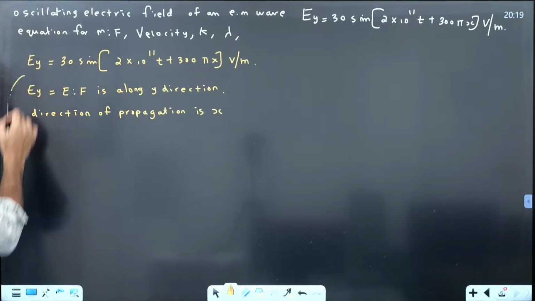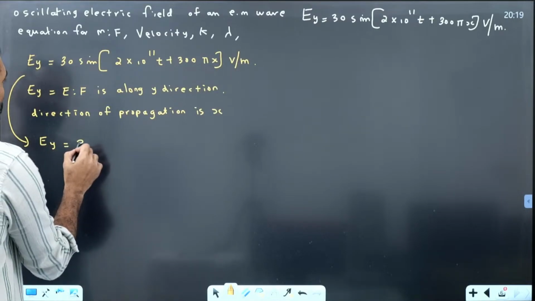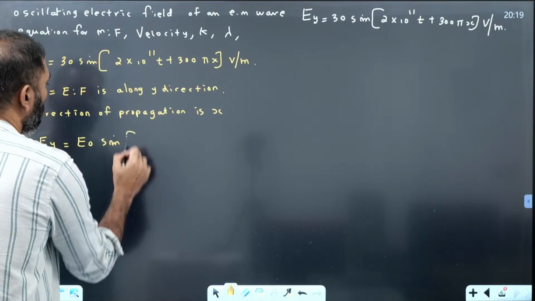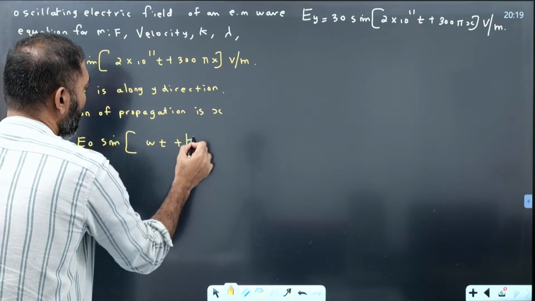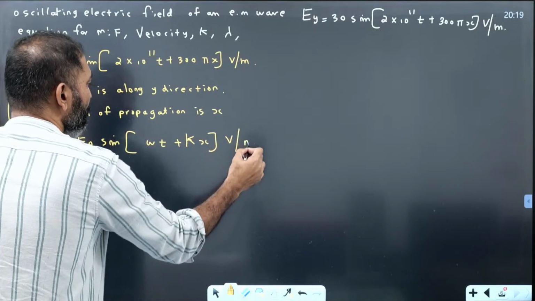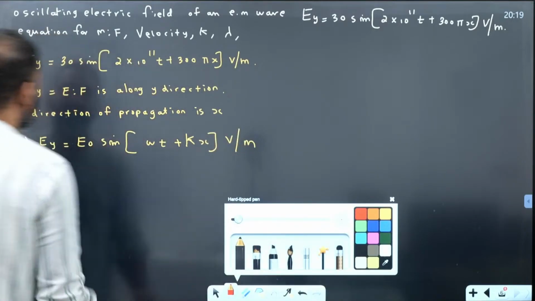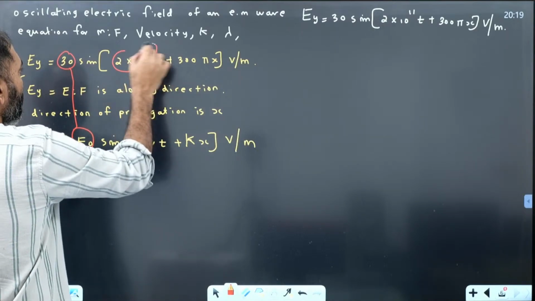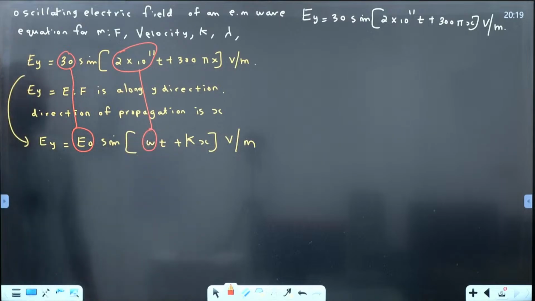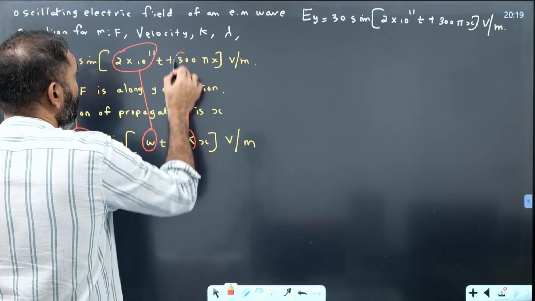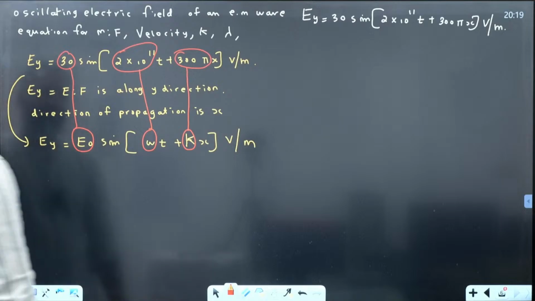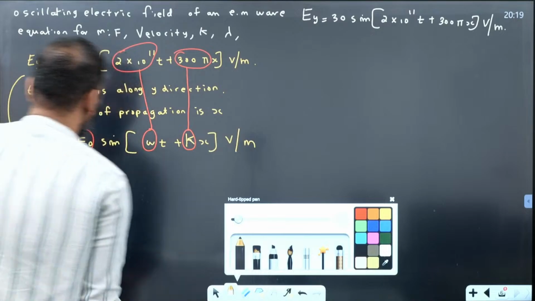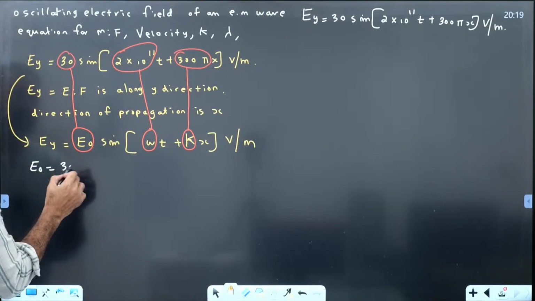Why am I doing this? Because I know the standard format. Ey is equal to 30. What is the standard formula? E0 sine (omega t plus kx) volt per meter. Now I am doing the comparative study. Instead of 30, we have E0. Instead of omega, we have 2 into 10 raised to 11. Instead of k, we have 300 pi. So, E0 is equal to 30 Newton per Coulomb.